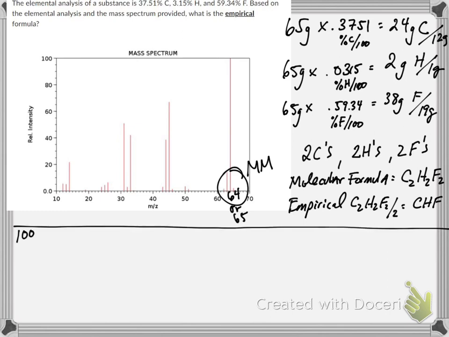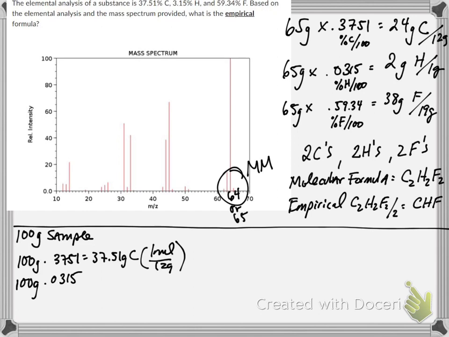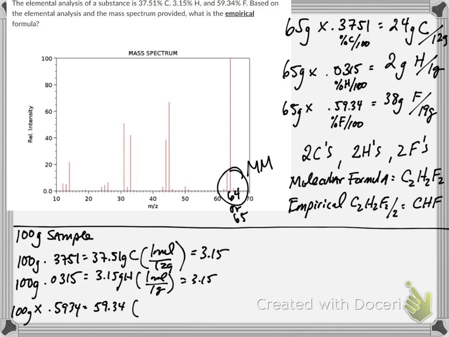Now the second way shown in class is to assume a 100-gram sample, and then we can use the percents to obtain the grams contributed by each element. So we have 37.51 grams of carbon, which we can then convert to moles. In the 100-gram sample, 3.15 grams is hydrogen, which we can also convert to moles. And then we have 59%, 0.953, which gives us 59.34 grams of fluorine.